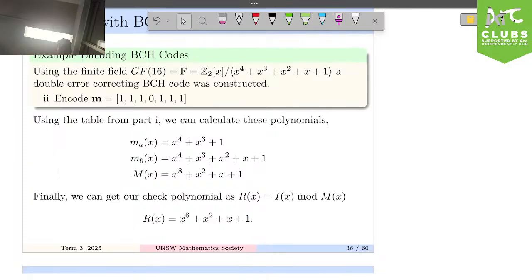By definition of our BCH coding theory, this R of x is going to be I of x mod m of x. You can take your I of x polynomial, which was x to the 14, and subtract off multiples of this x to the 8th polynomial. If you do that, you will find that this R of x is x to the 6th plus x squared plus x plus 1.